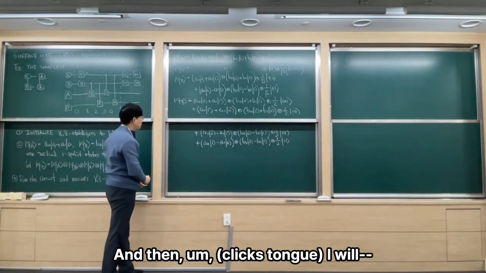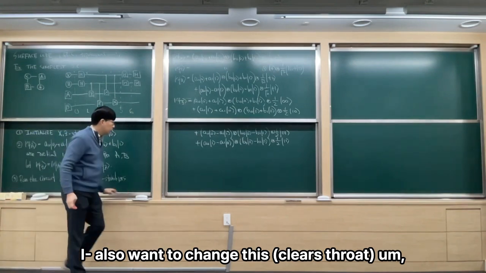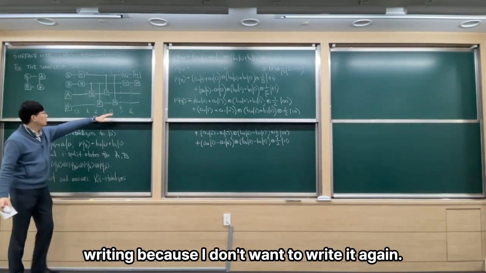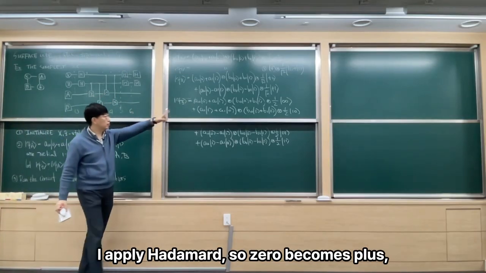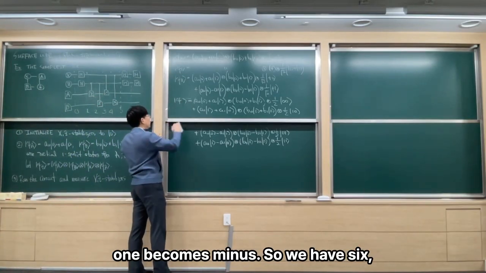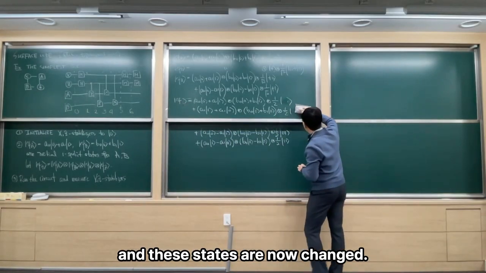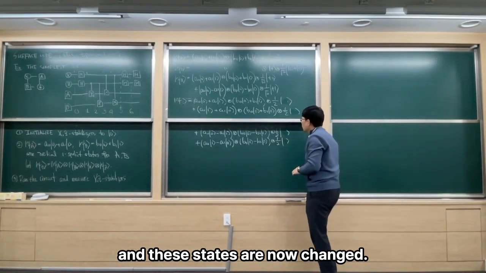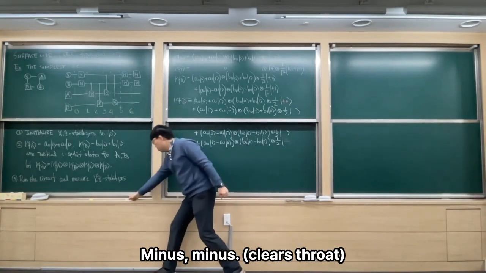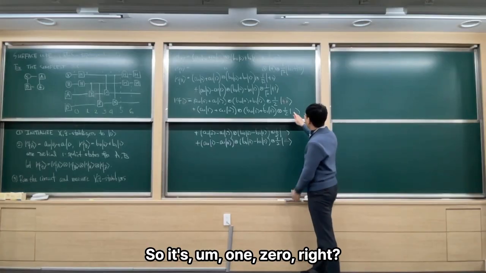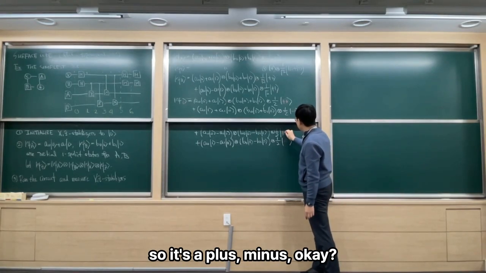And then, I also want to change this writing, because I don't want to write it again. So after 5, now when I get to 6, I apply Hadamard. So 0 becomes plus, 1 becomes minus. So we have 6, and these states are now changed. Plus, plus, oh my God, what was it? Minus, minus. So it's 1 0, right? So minus, plus, and this is 0 1, so it's a plus minus.